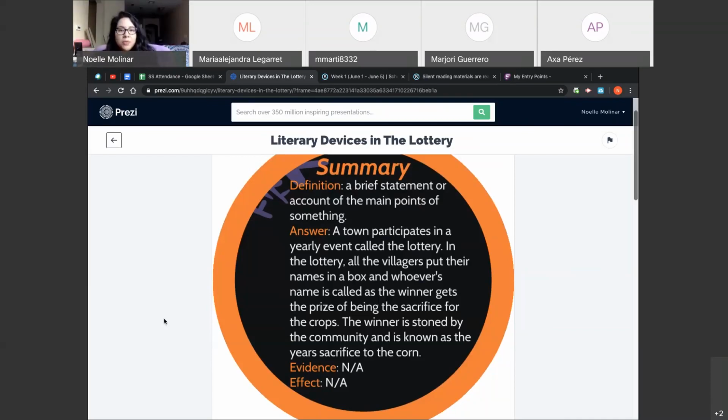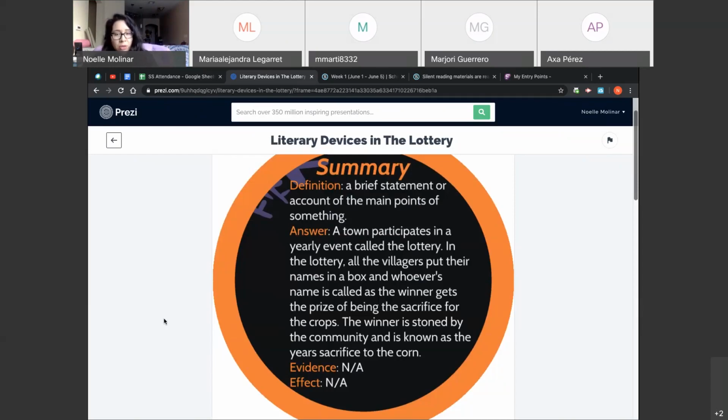So the summary for The Lottery. A town participates in a yearly event called the lottery. Yep, that's true. In the lottery, all the villagers put their names in a box, and whoever's name is called as the winner gets the prize of being the sacrifice for the crops. So in this case, they give us a good idea that they are doing this so they will have a lot of food, that when they farm, a lot of things will grow. I think one of the characters said something about you have a lottery and then the corn comes in.